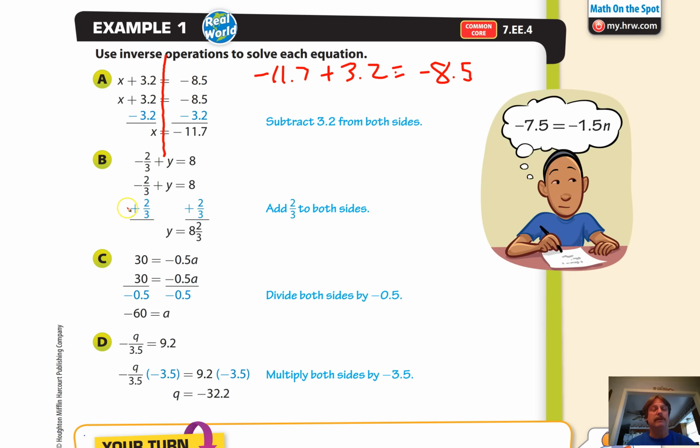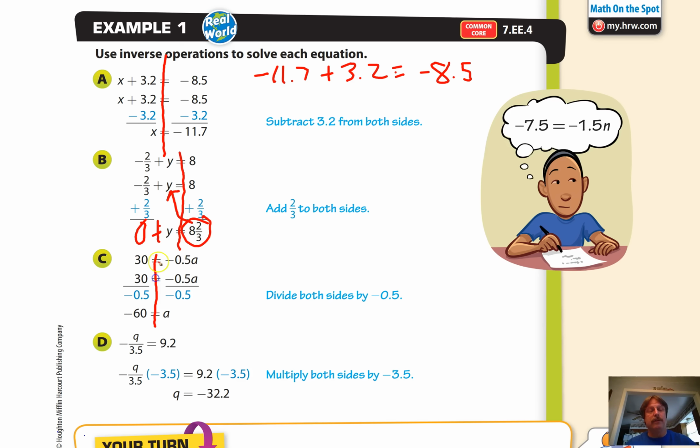So here they have another example. Negative 2/3 plus y equals 8. This is the constant. I talked about that in the 6.2 background video. So to get rid of a negative constant, we're going to add 2/3. What we do on one side, we have to do on the other. So I'm going to add 2/3 to the 8 over here. Negative 2/3 plus 2/3 gives me 0. 0 plus y is y. 8 plus 2/3 is 8 2/3. Again, if you put this back into the equation, negative 2/3 plus 8 2/3, you'll get 8.